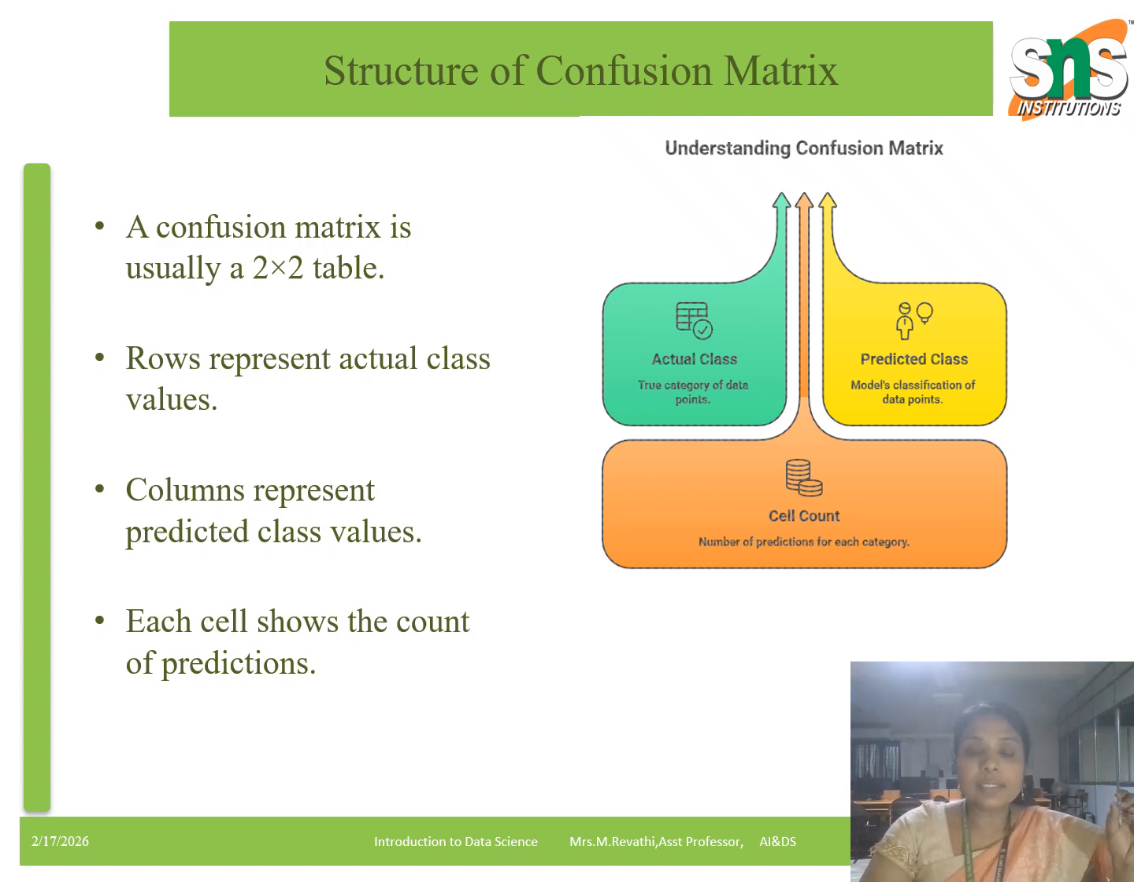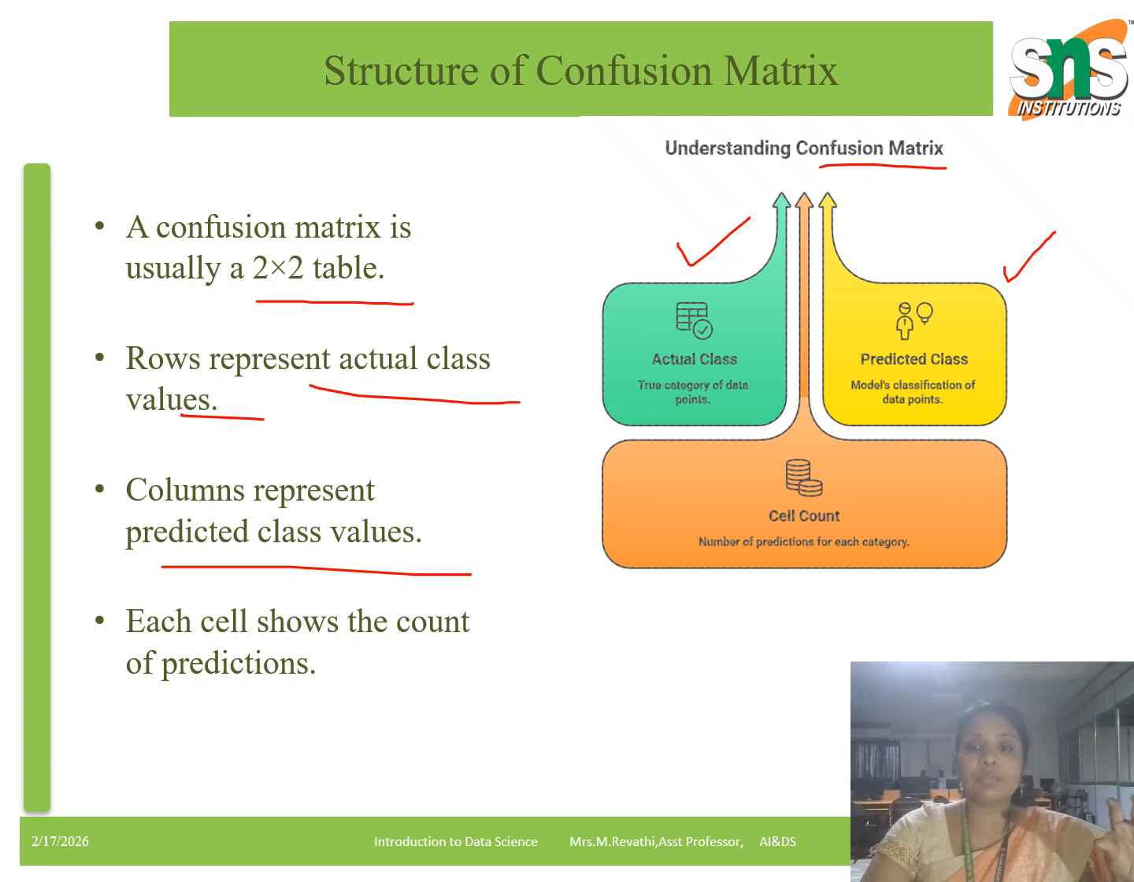Next we see the structure of the confusion matrix. It is usually a 2 by 2 table in a binary classification. Rows represent the actual values and columns represent the predicted class values. Each box in the table shows the number of predictions. This 2 by 2 table helps us clearly see how many predictions are correct and how many are wrong. The actual class is the true category of data points, and the predicted class is the model's classification of data points.